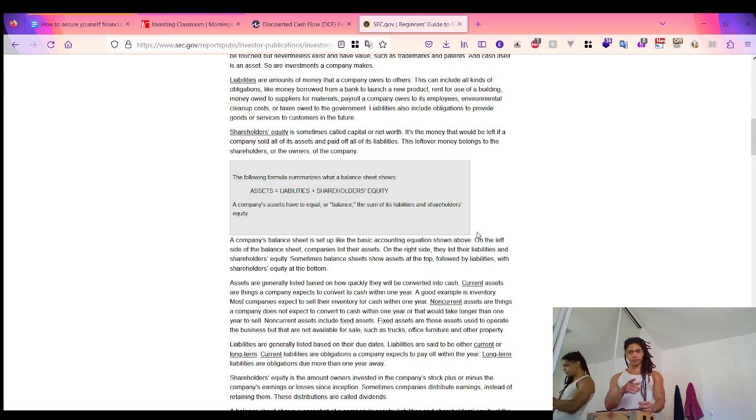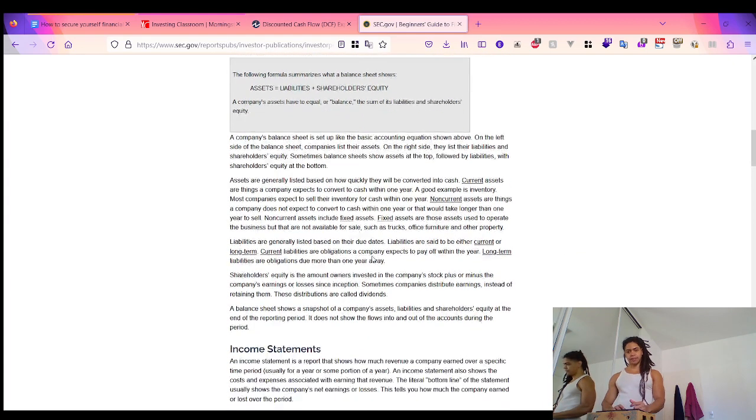Liabilities are generally listed based on their due dates. So you have current and long term. Current liabilities are obligations that a company expects to pay off within a year, and long-term liabilities are obligations of more than 1 year. And shareholders' equity is the amount owners invest in the company's shares plus or minus the company's earnings or losses since inception.